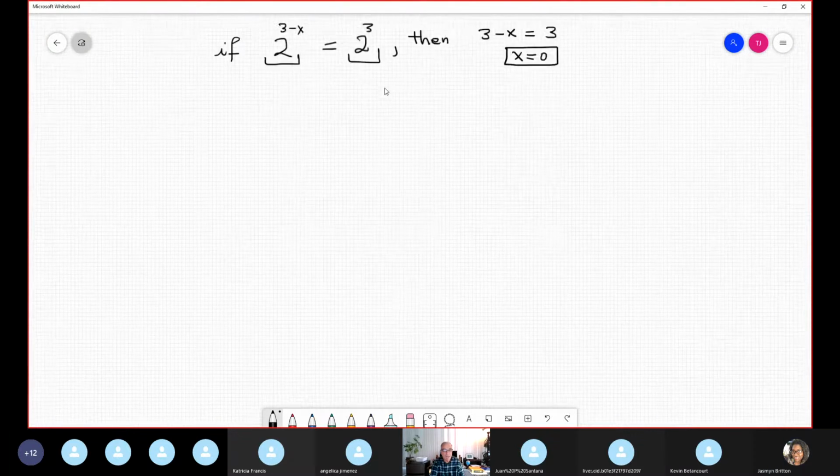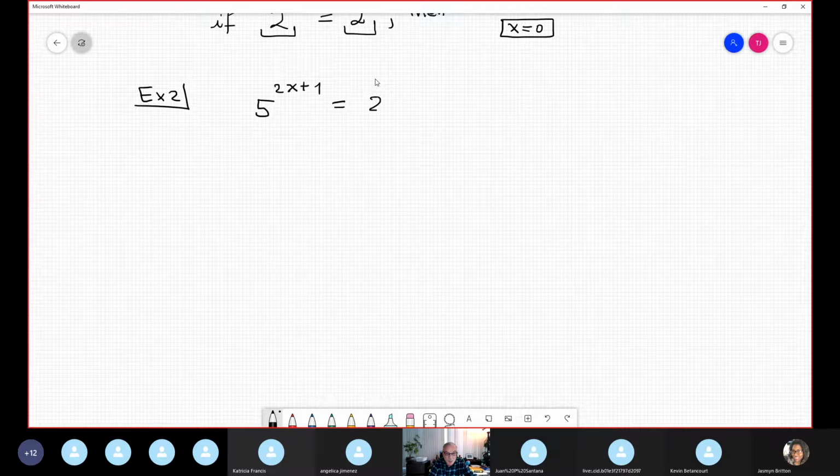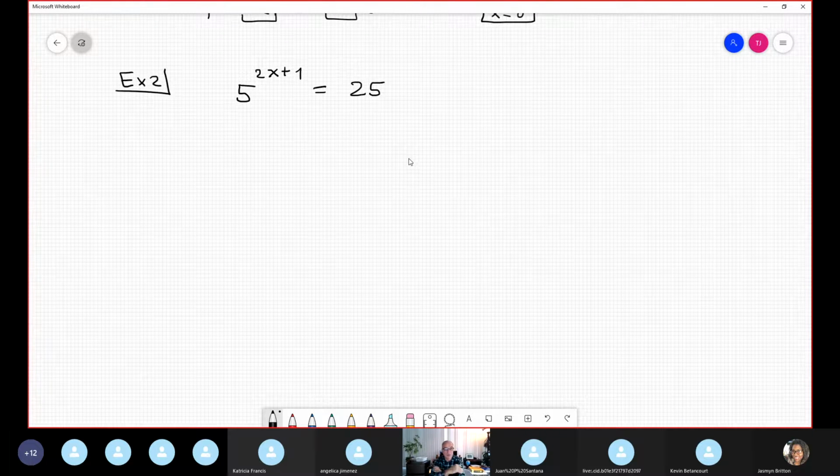Yes. I want to complicate more, of course, and you need help. Example two: 5 raised to the 2x plus 1 equals 25. Guys, in the test, I promise, you will see two examples of this kind of exponential equation, because we have studied another, more complicated. But this is a relatively easy exponential equation. So my question is, what do you believe is the common base?